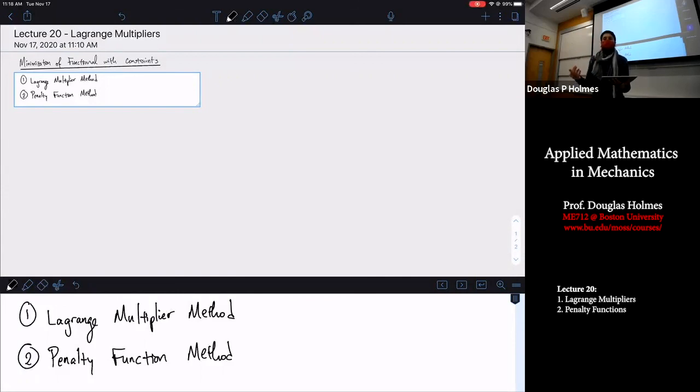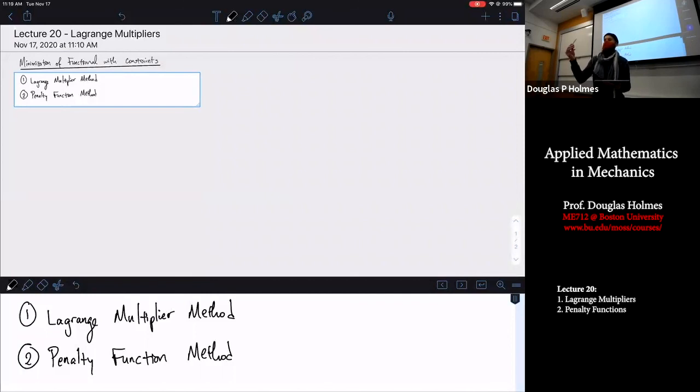They'll both get you the same answer. It's just that depending on your problem, one might be really computationally challenging, and one might be trivial. One might be really analytically straightforward, but the other one might be a little complicated to work out analytically. So they're both different approaches that you can try, depending on your problem, to see what will help you minimize that functional. The penalty function is often used in contact problems.